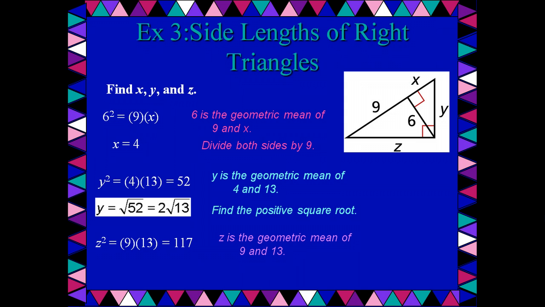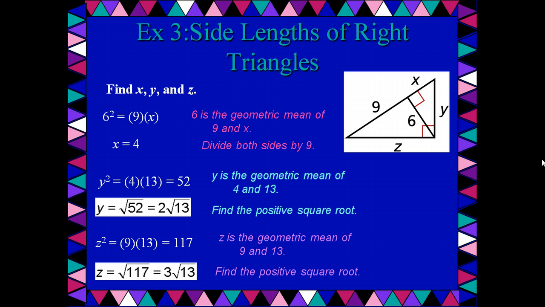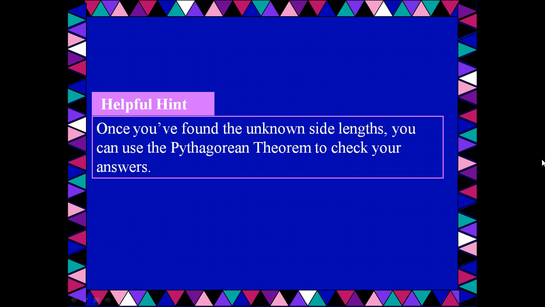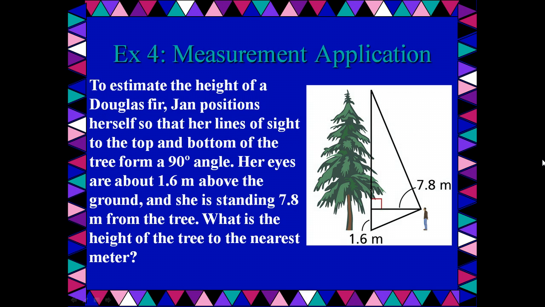Z is the geometric mean of 9 and 13. Remember, the whole length is 9. So we have z squared equals 9 times 13, which is 117. Find the positive square root, and this is 3 square roots of 13. Once you've found the unknown side lengths, you can use the Pythagorean theorem to check your answers.